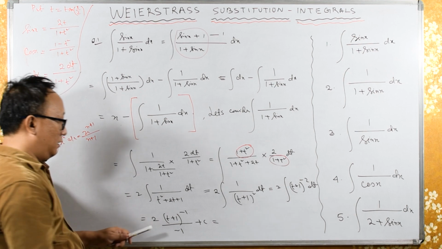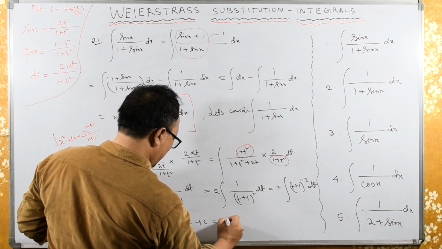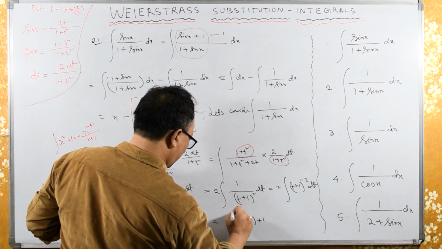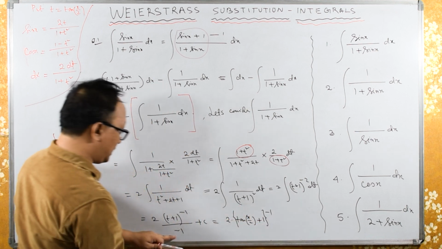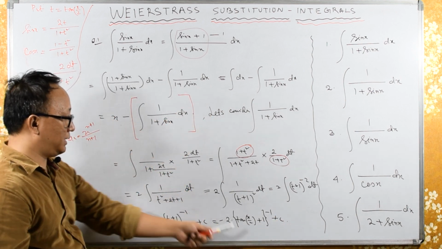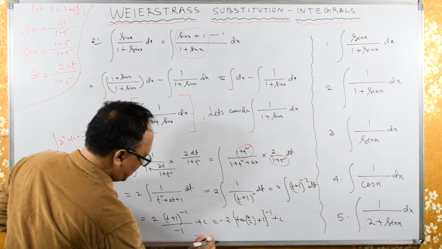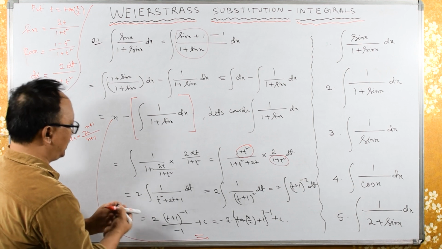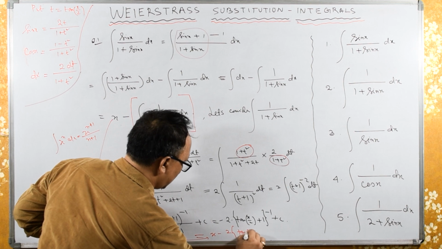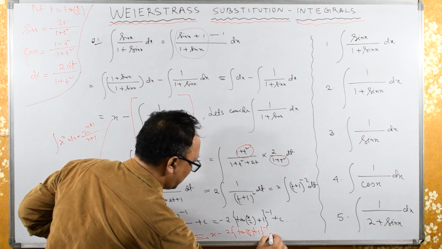Now what is t? Coming back, t is tan x by 2. This is same as 2 into tan x by 2 plus 1 raised to minus 1. This minus I can send over here, plus c. Now this part is this. So the main answer is x minus 2 into tan x by 2 plus 1 raised to minus 1 plus c.